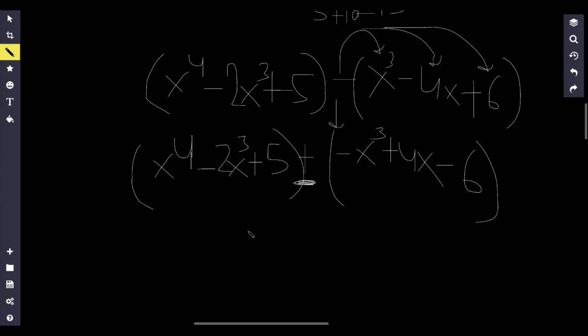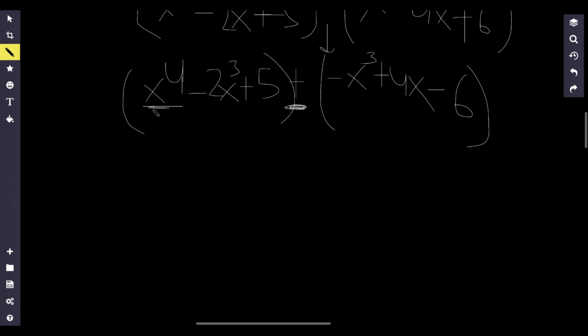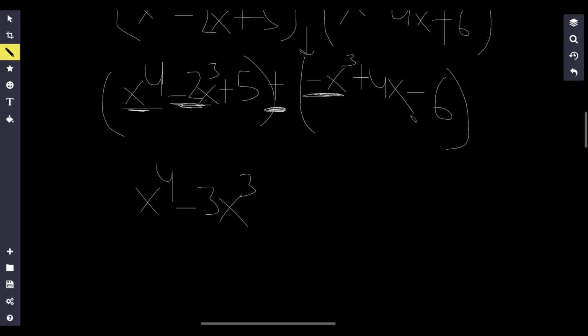All right, and now you know the drill. So x to the 4th power, there doesn't seem to be an x to the 4th power term in this polynomial. So you're just going to be left with x to the 4th power. Negative 2x to the 3rd power minus x to the 3rd power gives you negative 3x to the 3rd power. Let me see. So it's just going to be plus 4x.